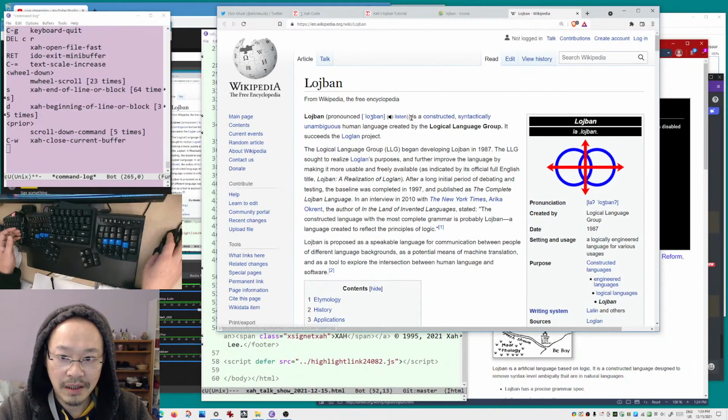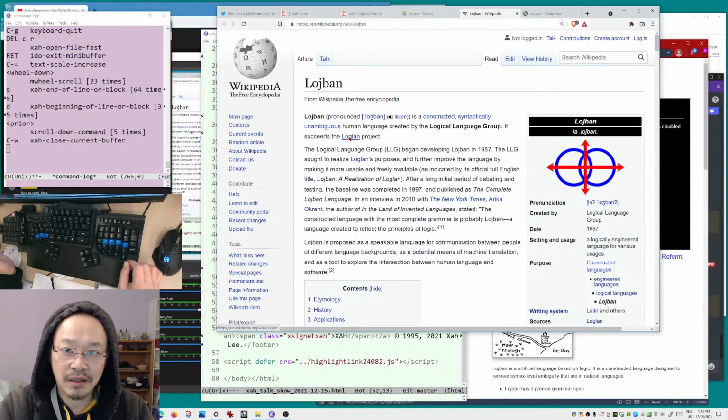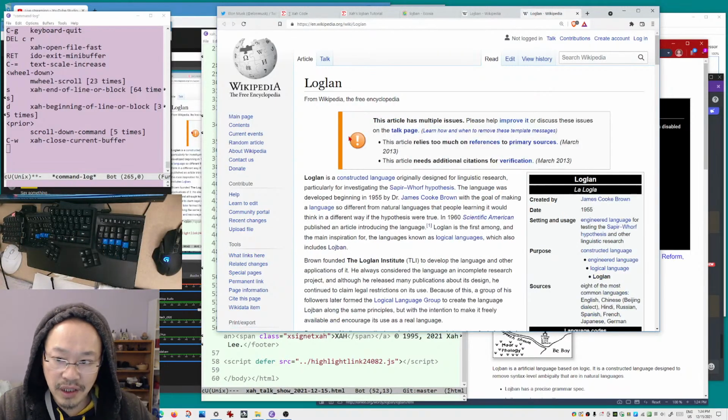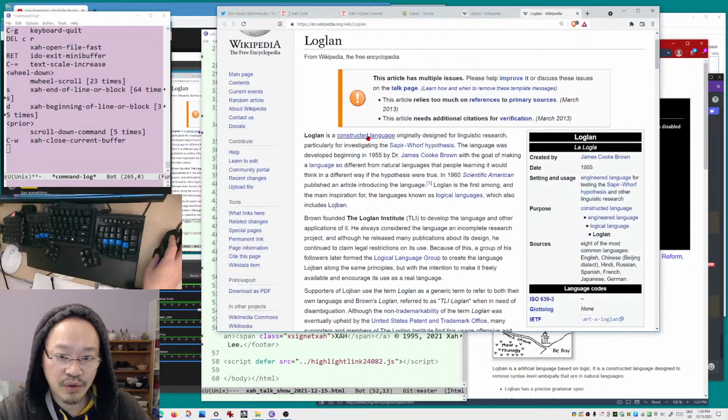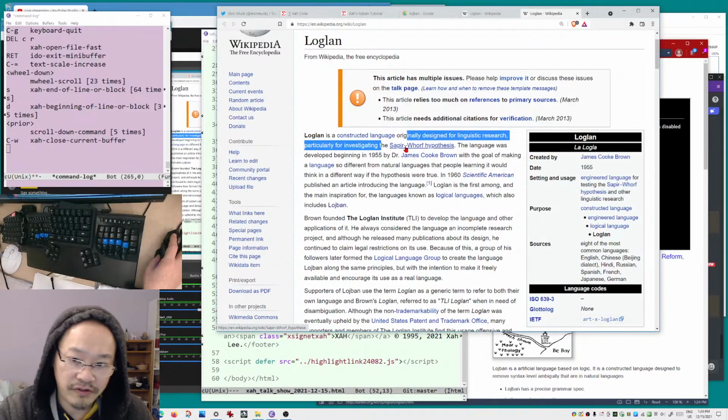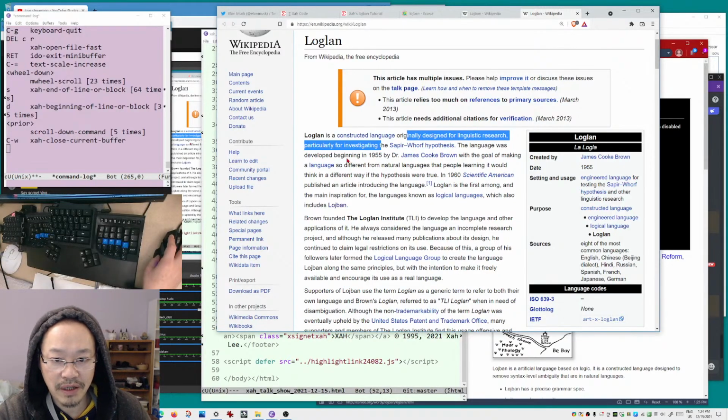Lojban is a constructed, syntactically unambiguous human language created by the Logical Language Group. It succeeds the Loglan project. Let's open Loglan. Loglan is the original. Loglan is a constructed language originally designed for linguistic research, particularly for investigating the Sapir-Whorf hypothesis. The language was developed beginning in 1955 by Dr.